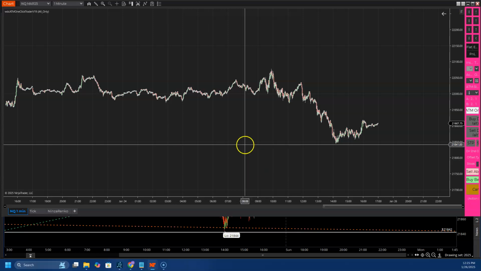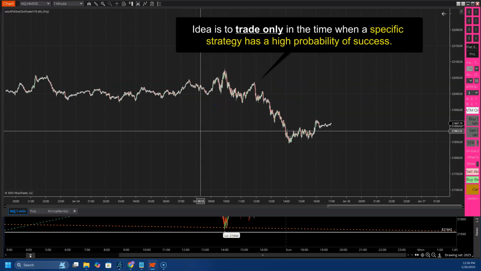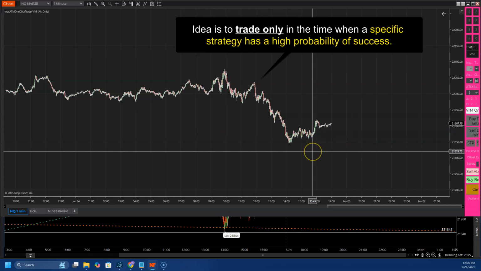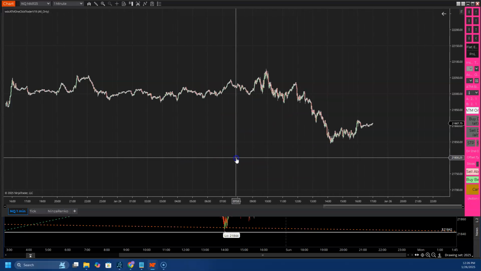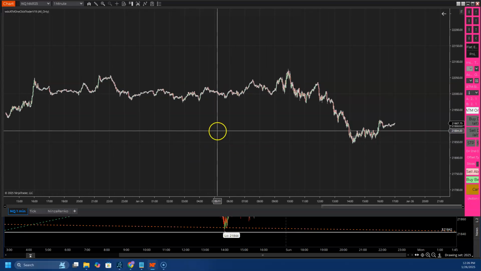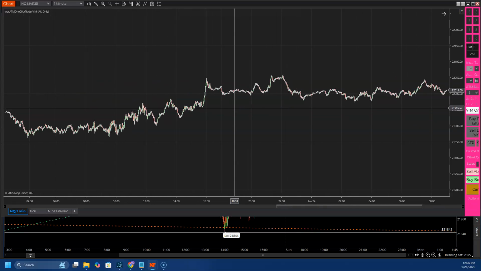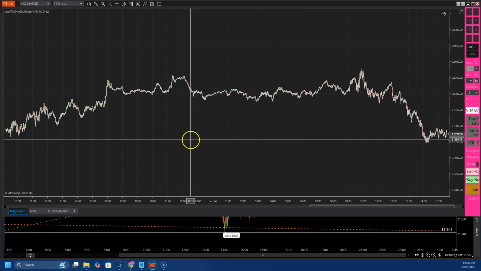So the idea is to trade only in the time period or market condition when a specific strategy has a high probability of success. The composition of that chart itself is so random that it is humanly impossible to remain consistent in its traditional definition. So you have to be consistent in your trading approach. It can be a strategy-based approach, it can be pattern trading, or it can be price action trading, which falls under discretionary trading, to be honest with you.